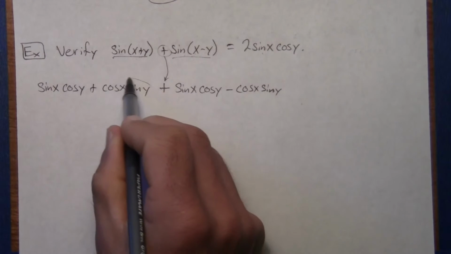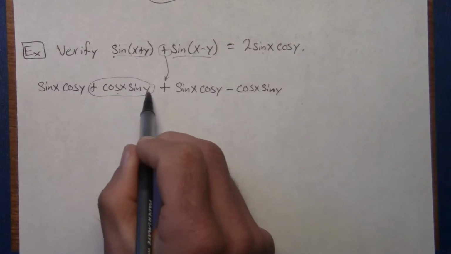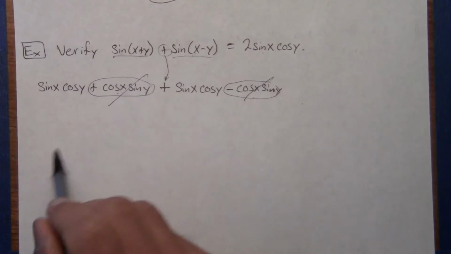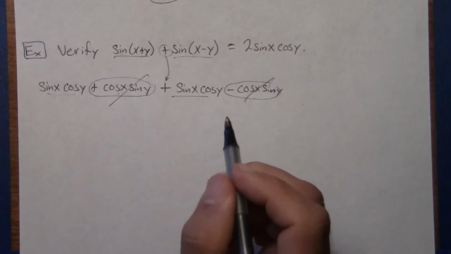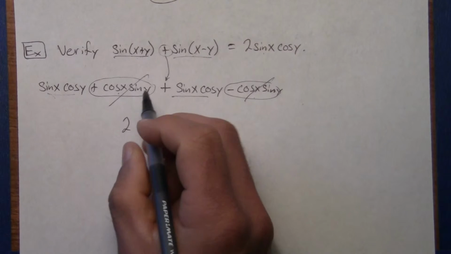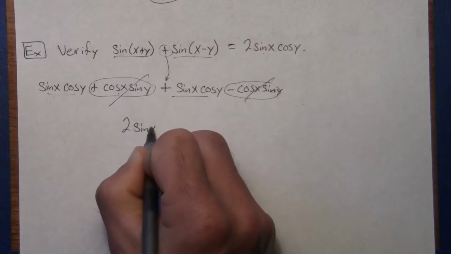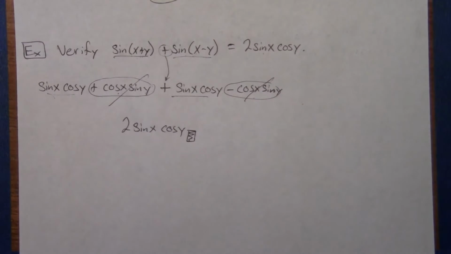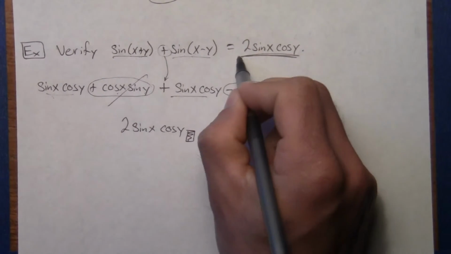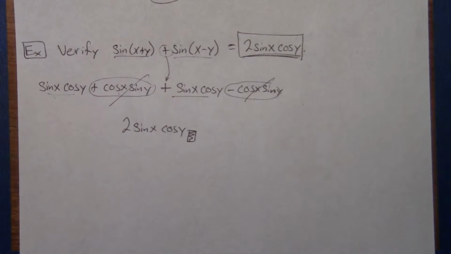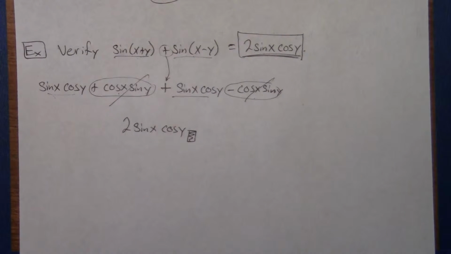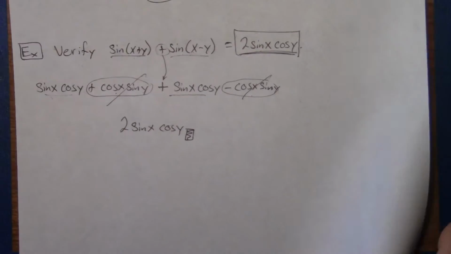And then if you look at this, I have a positive cosine x sine y, a negative cosine x sine y. They will cancel. These two are exactly the same, so if you have two of them added together, you're going to get 2 sine x cosine y. And there is my answer. Remember, you're not supposed to do anything with the right side. You're just supposed to get the left side to look like that. So for the most part, a quick little problem, just assuming you remember what your identities are.